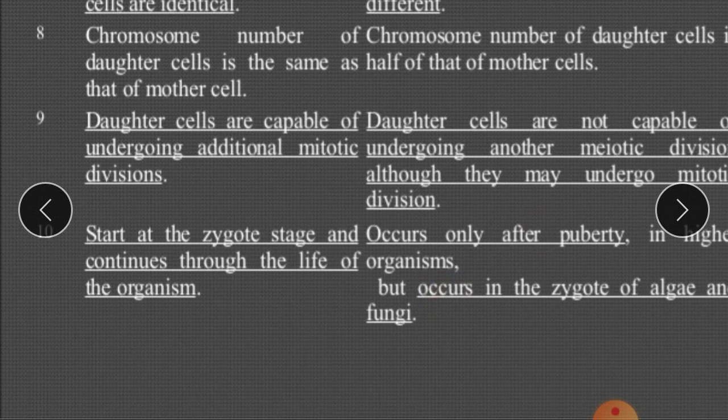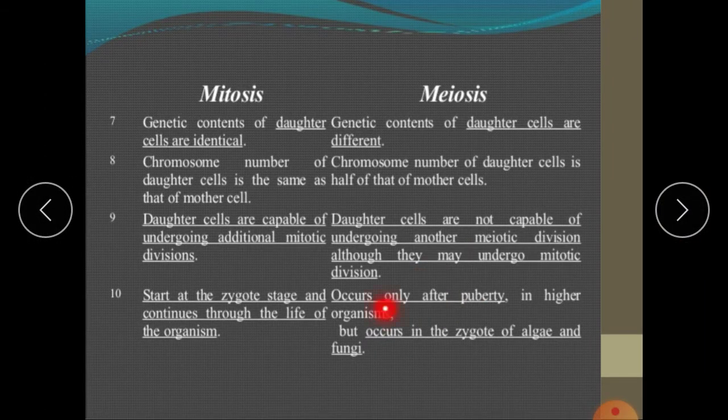And here meiosis occurs only after puberty in higher organisms, but occurs in the zygote of algae and fungi. So these are the differences.